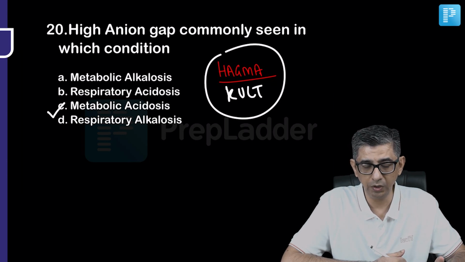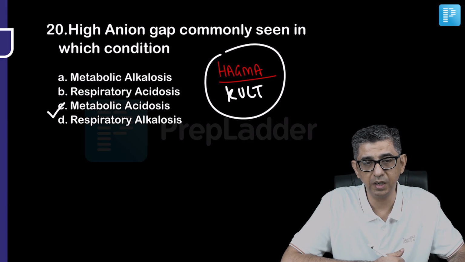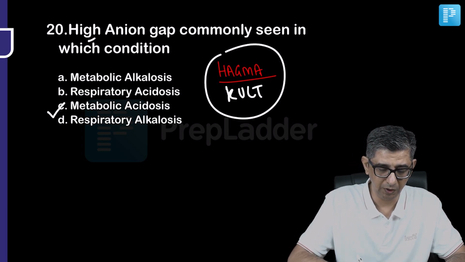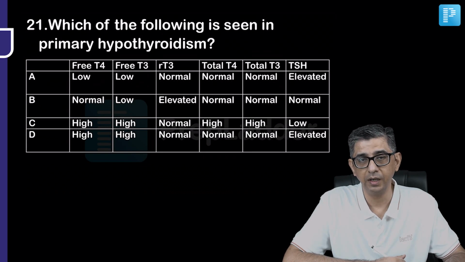So you can go through in the main section of the app, HAGMA and NAGMA, that is normal anion gap versus high anion gap metabolic acidosis. But this was, I think, again, one of the easier questions, which explains why the strike rate of students was good, and even the score cutoff went a little higher.